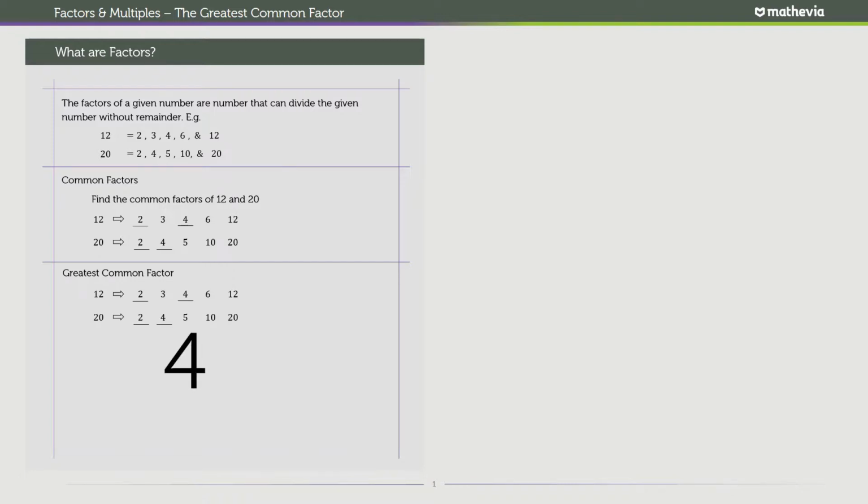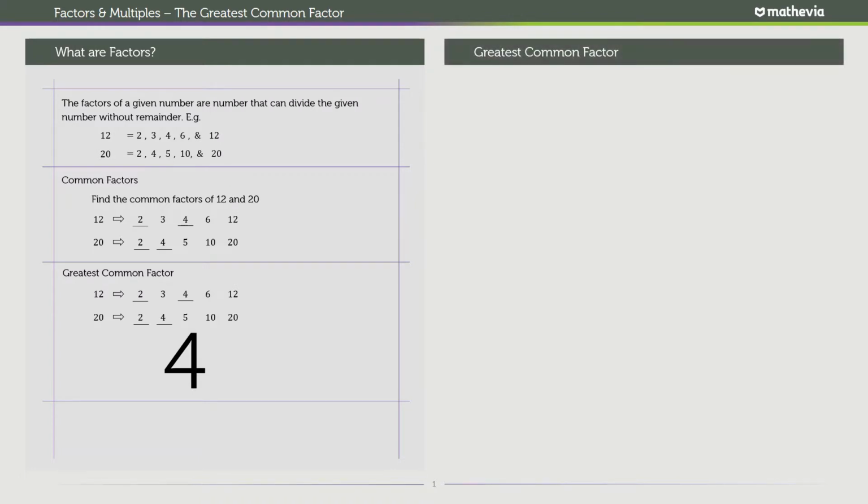Remember, when we're talking about the least common multiple, the least was the smallest one, but in this case, for the factor, for GCF, or some people call it HCF, highest common factor, we're looking for the largest number. Okay, so in this case, the answer is 4, quite simply.